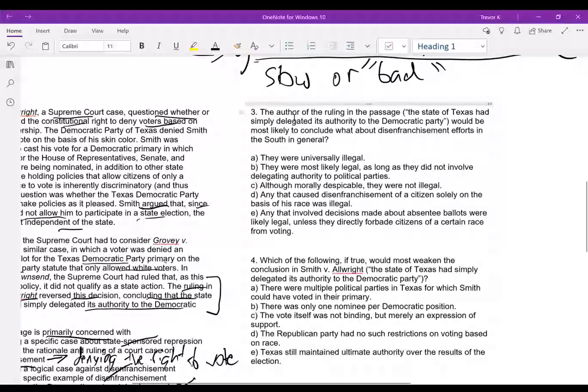All right. Question 3. Sorry about the weird thing going on there. This copy paste went terribly wrong. Author of the ruling in the passage, state of Texas had simply delegated its authority to the Democratic Party, would be most likely to conclude what about disenfranchisement efforts in the South in general?